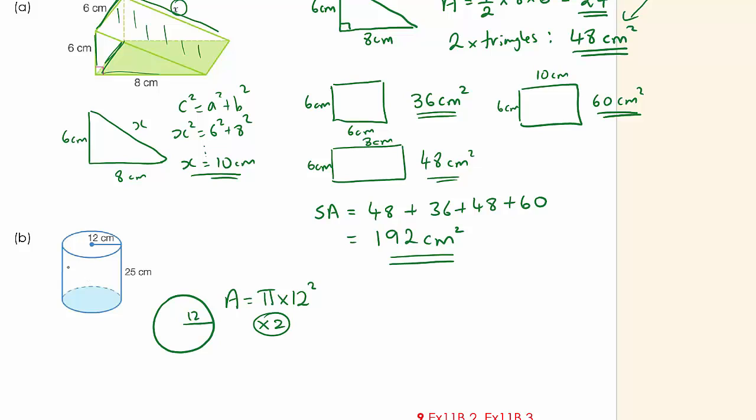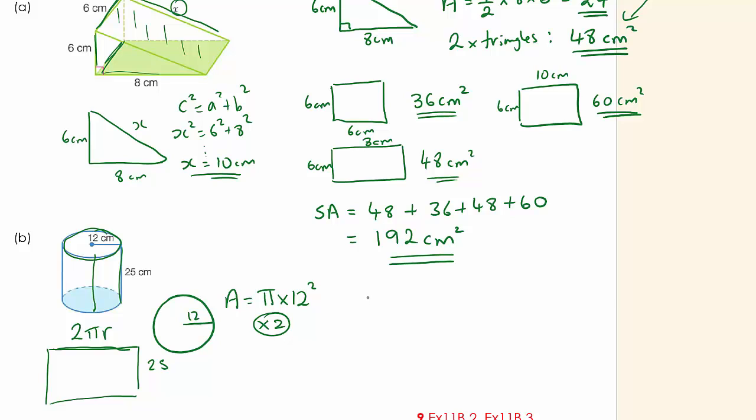Now the curved surface of a cylinder is actually a rectangle. If you get a toilet roll and you sort of cut it down here and you unroll it, you'll find that you have a rectangle. And you can do that just by rolling a piece of paper up as well. And what you'll find is that one edge here is the circumference of the original, which is 2 times pi times the radius. And the height, of course, is just the height, which is 25.